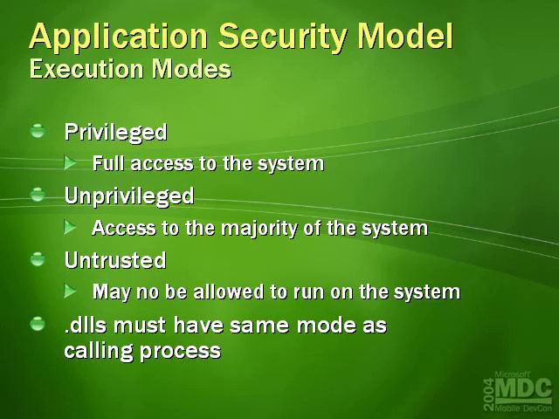And it's generally used to protect the system. Untrusted is yet another level where an application may not even be allowed to run on the system. An interesting thing to note is that if you're writing a DLL that is loading into another process and you don't necessarily have control over that process, your DLL needs to be capable of running in the same execution mode as the process it's being loaded into. And as you'll see later on in my talk, that's a very important thing to remember.